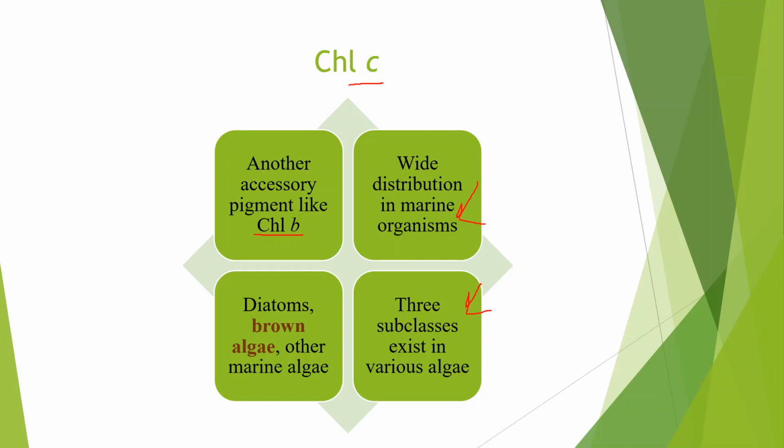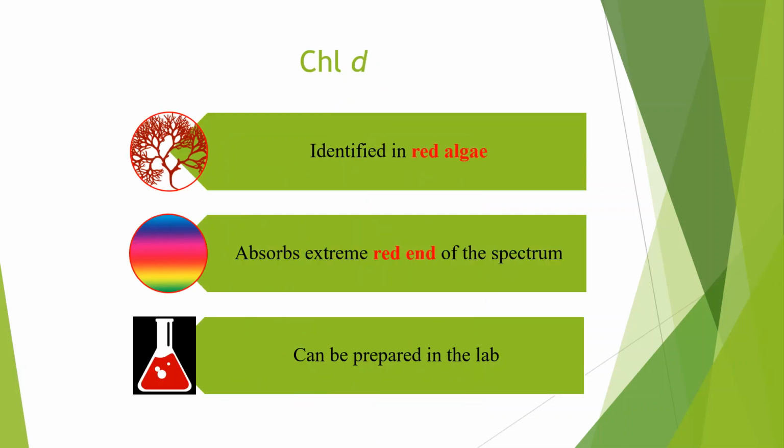And now coming to the fourth type, chlorophyll D, identified in red algae, as you can see in this picture, and it is responsible for absorption of the extreme red end of the spectrum, as you can see in the image of the spectrum here. And one interesting fact about chlorophyll D is that it can be prepared in the lab, so we can definitely discuss it in our later videos.